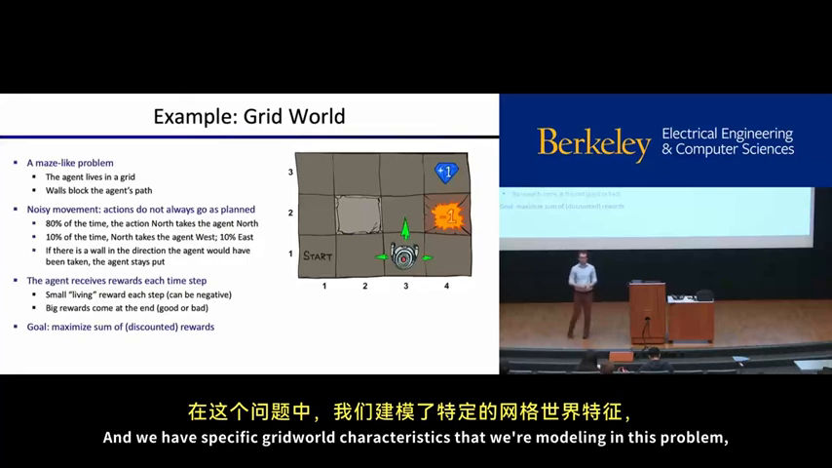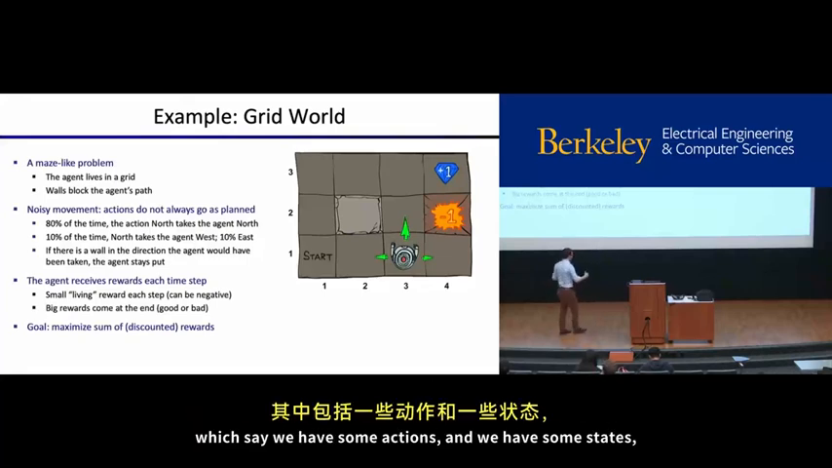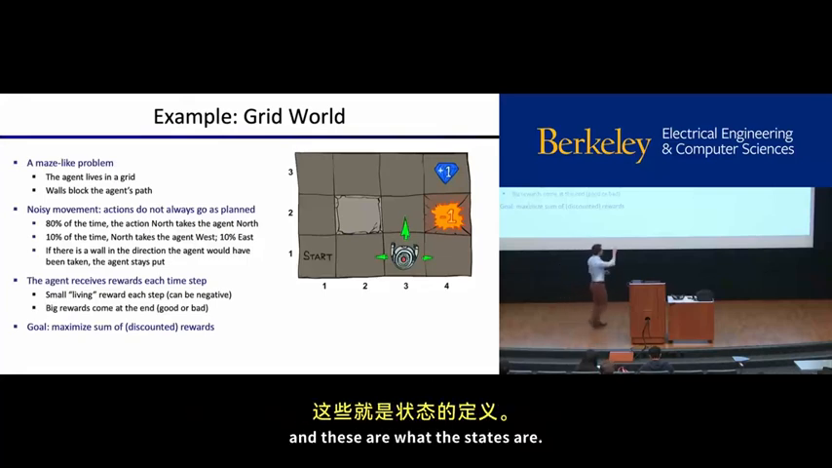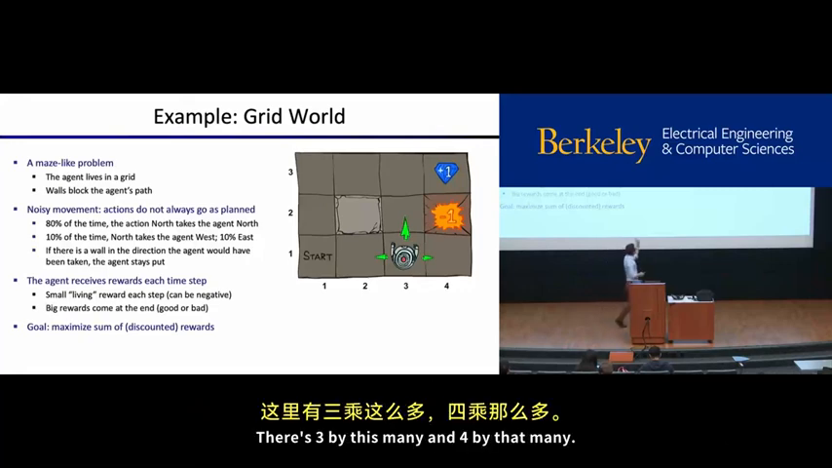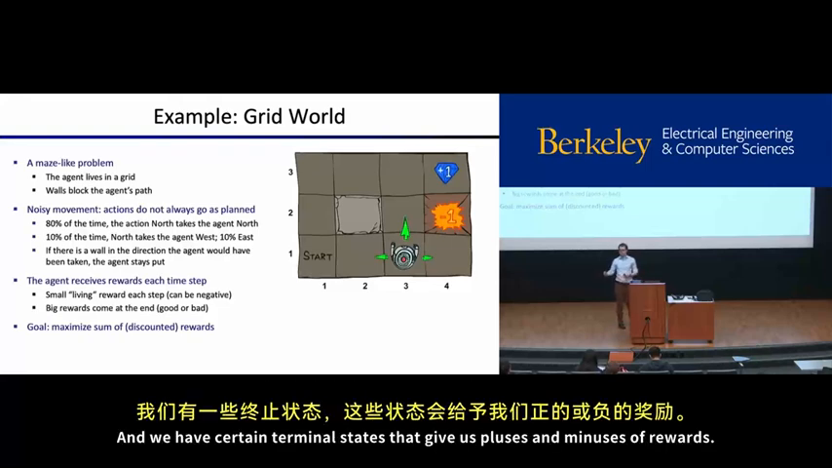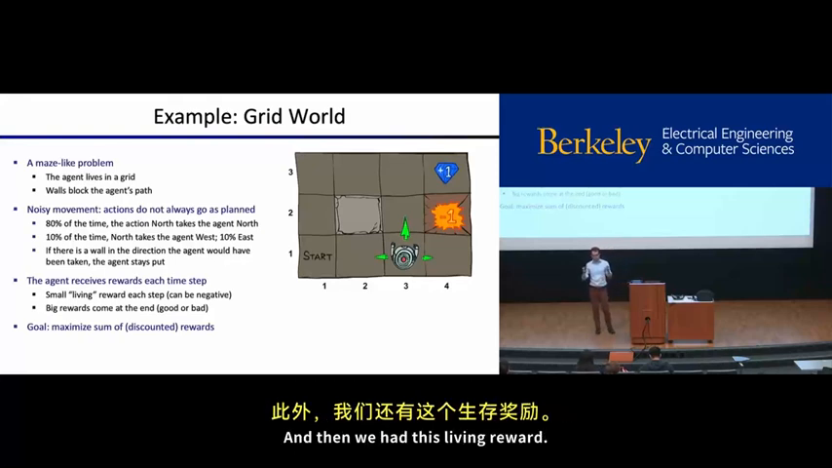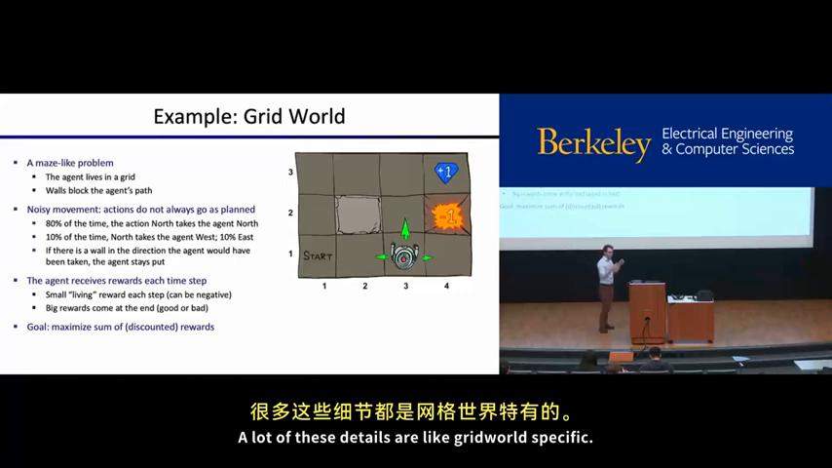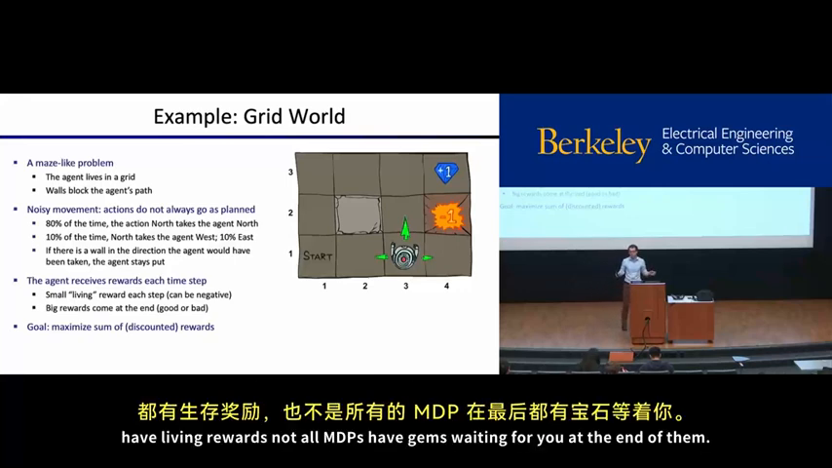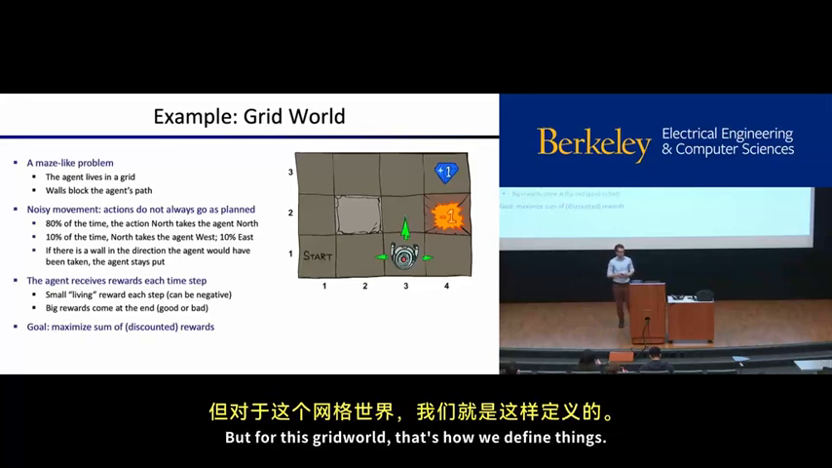And we have specific grid world characteristics that we're modeling in this problem, which say we have some actions and we have some states, and these are what the states are. There's 3 by this many and 4 by that many, and we have certain terminal states that give us pluses and minuses of rewards, and then we had this living reward. A lot of these details are grid world specific. Not all MDPs have living rewards. Not all MDPs have gems waiting for you at the end of them. But for this grid world, that's how we define things.